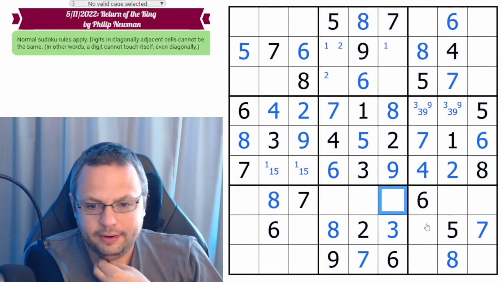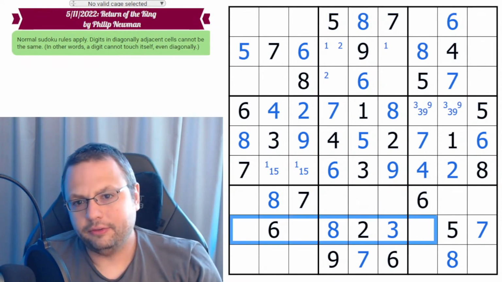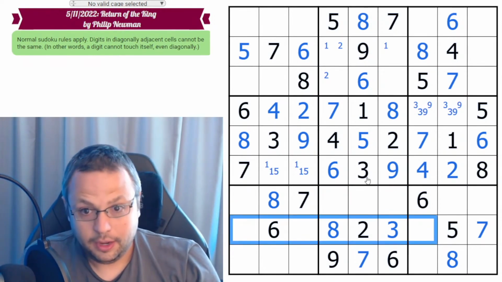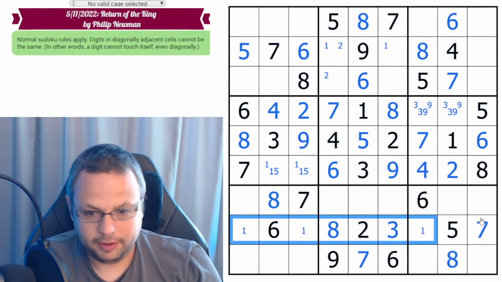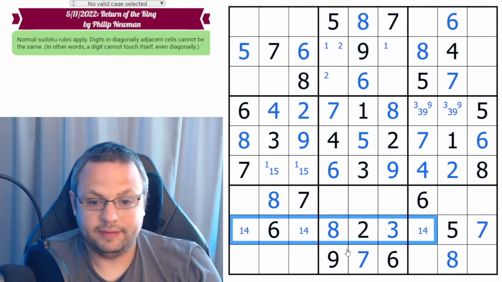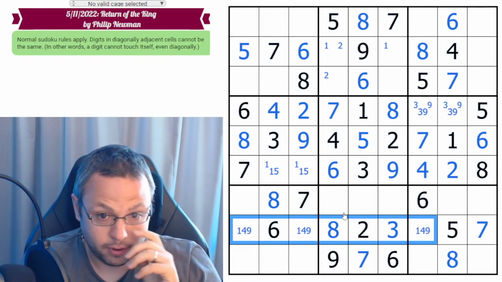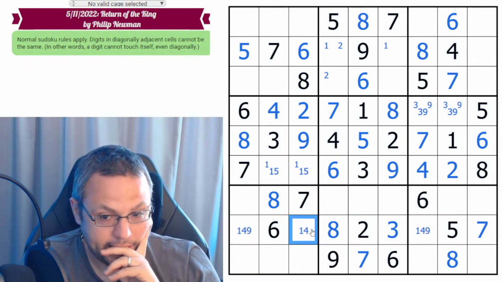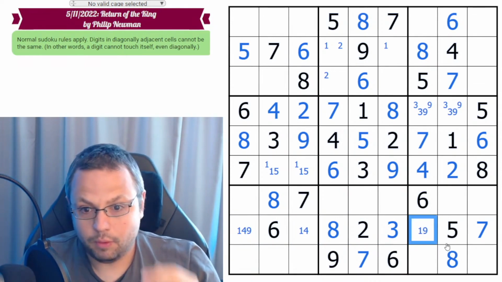Okay. There are now lots of places where we can sort of happily pencil mark things. So in this row, I'm going to go ahead and pencil mark a 1. We've got a 2, 3, pencil mark a 4. We've got a 5, 6, 7, 8, and a 9. So these are 1, 4, and 9. This one's not a 9. This one's not a 4.